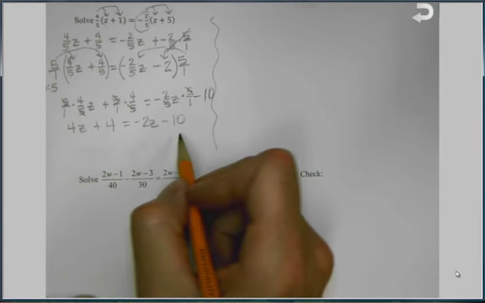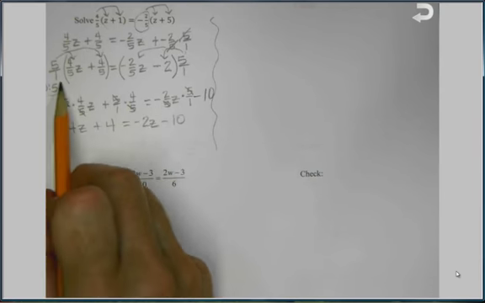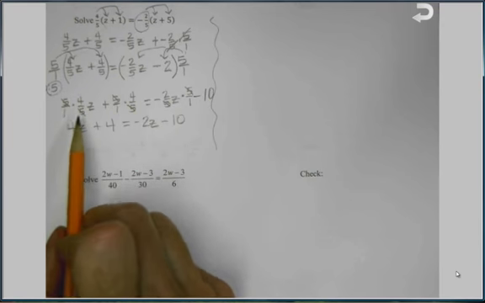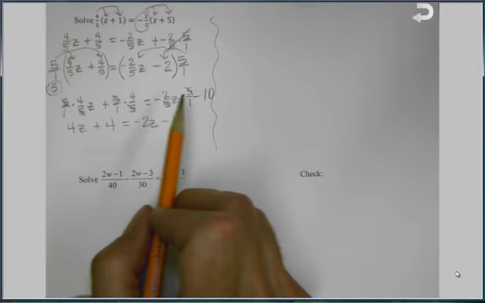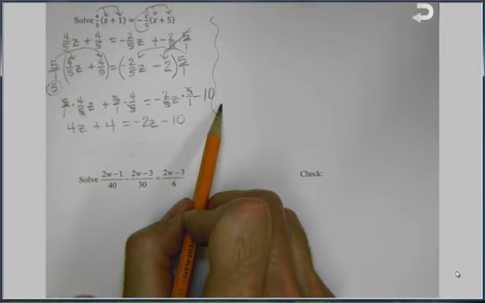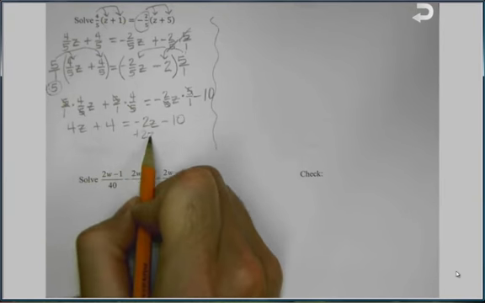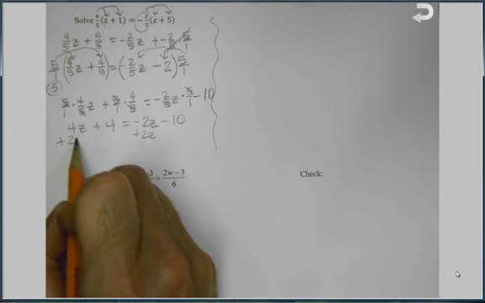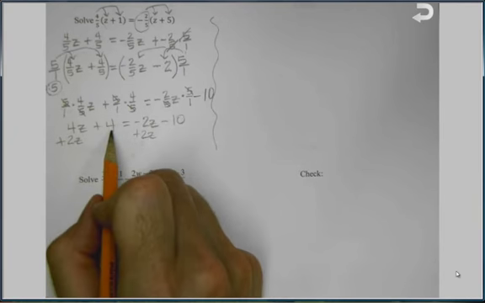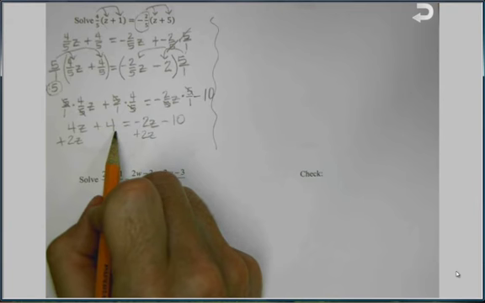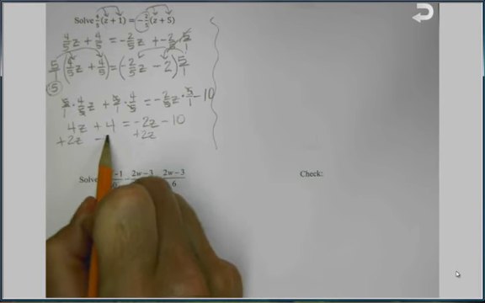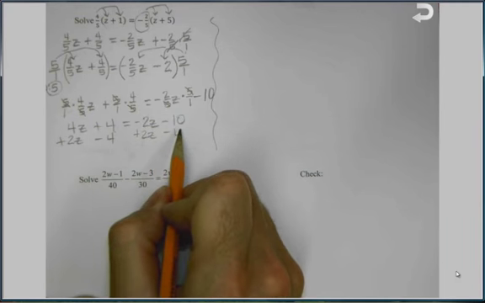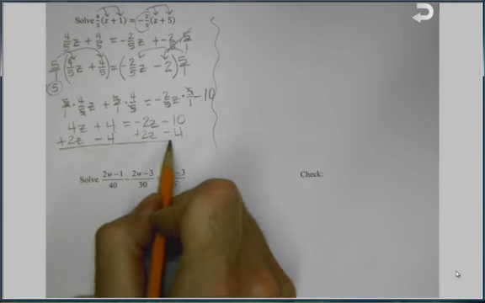Now all my fractions are gone, and that was the beauty of finding this least common denominator and multiplying every term by that common denominator, because my fractions all went away. Now I can add 2z to both sides, and at the same time I'd like to move this 4 over to the right hand side, so to do that it's being added, so I'll just subtract 4, and I'm doing it on the same step just to save a little bit of space.